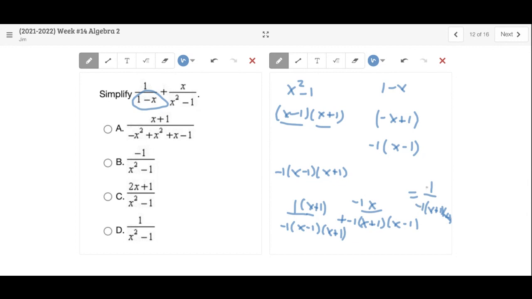Can I move this negative 1 up to the top? Yes, I can. So I'm left with the same thing. So that one, that negative 1 kind of messed things up a little bit. I would not put something like that on an assessment, because that would make it a little bit difficult.